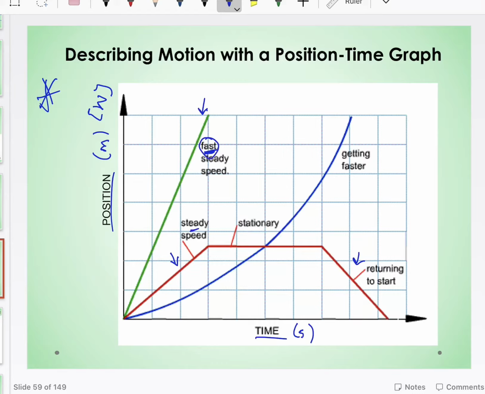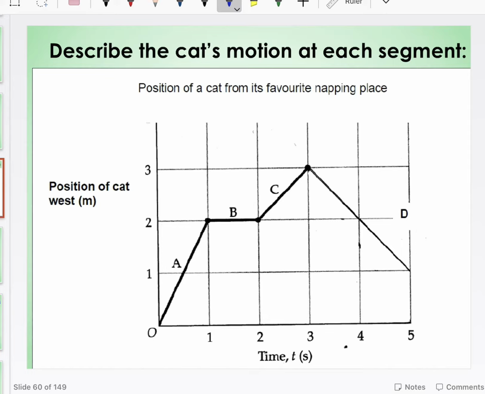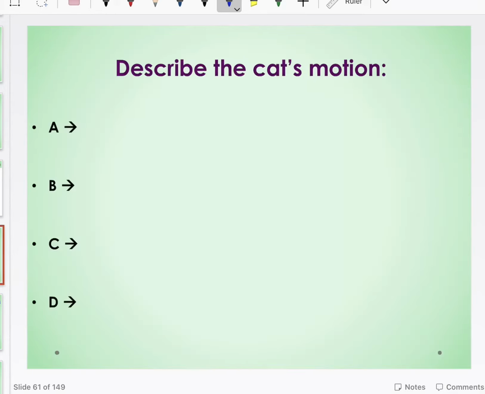All right, so let's review that with this example. This graph is showing the position of a cat from its favorite napping place. We have the position of the cat on the y-axis, units are meters and west, and time on the x-axis. So we're going to describe the motion in each segment. And so you can write it on this slide, I'm just going to annotate here so that we can see what's happening.